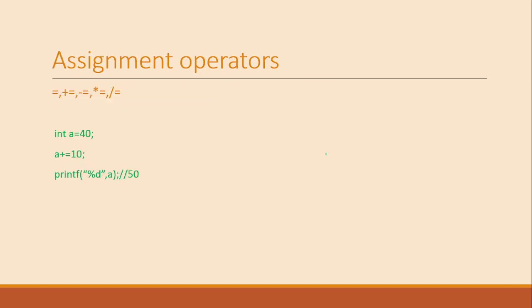Now when we talk about assignment operators, simple assignment operator and compound assignment operators, when you have plus and equal to, these are all called compound assignment operators. You have other operators here. Now A is equal to 40, A plus equal to 10 is equivalent to A equal to A plus 10. So that is the meaning of this. So obviously in this case A will become 50. Now you will get an answer of 50 in this case.